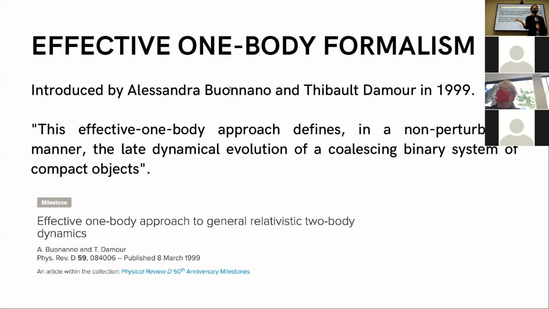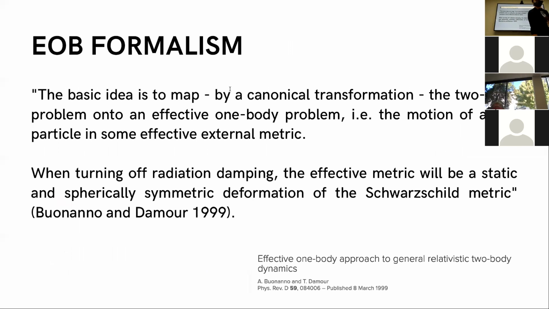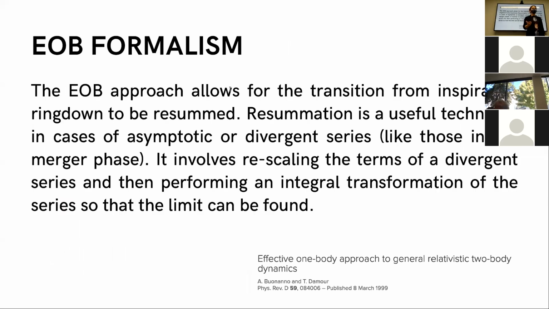You're probably all very familiar with this. When you turn off the radiation damping, the effective metric will be a static and spherically symmetric deformation of the Schwarzschild metric. This allows for the transition from inspiral to ringdown to be resummed. I just say here on the slide what resummation is, but effectively it's a way of making a series converge that's initially divergent.